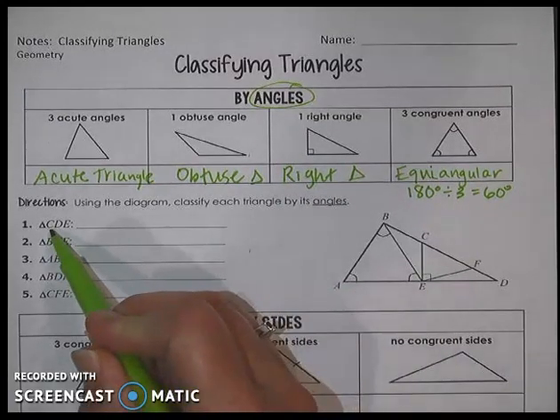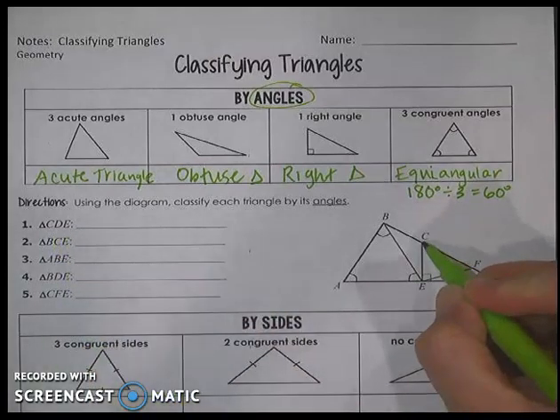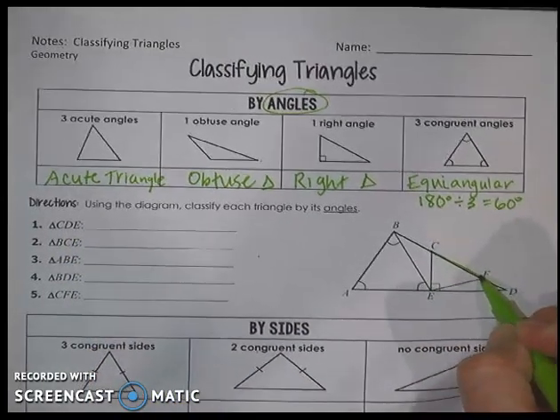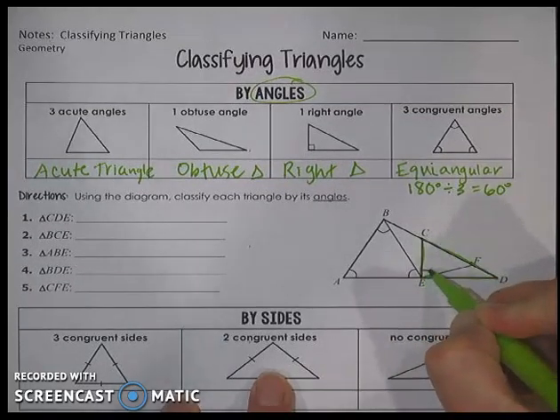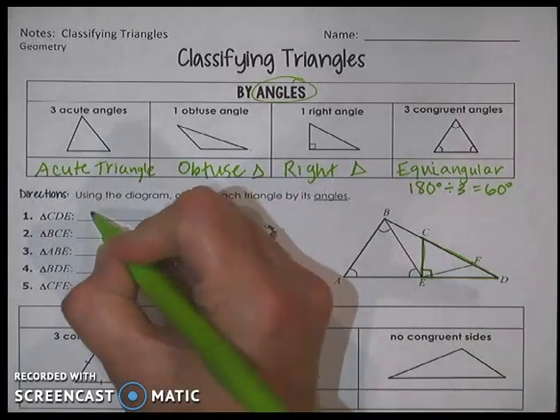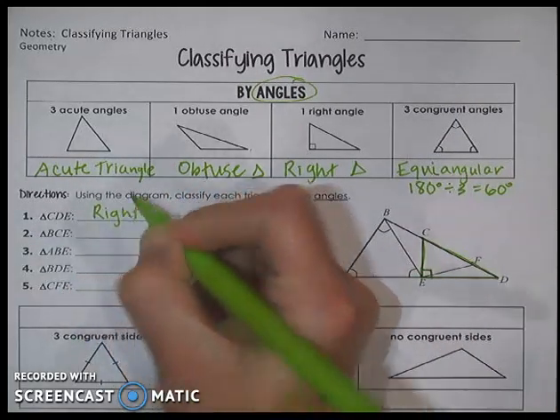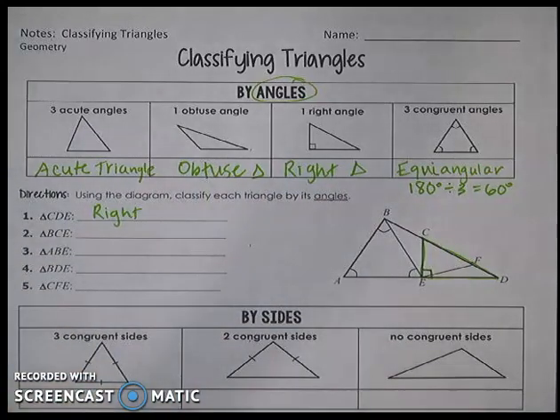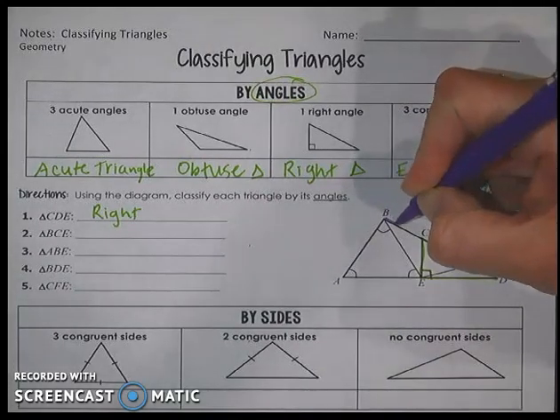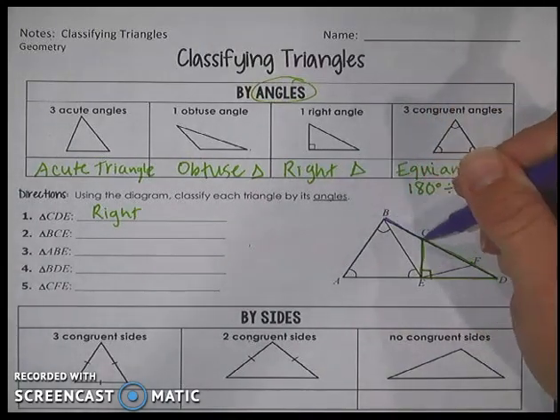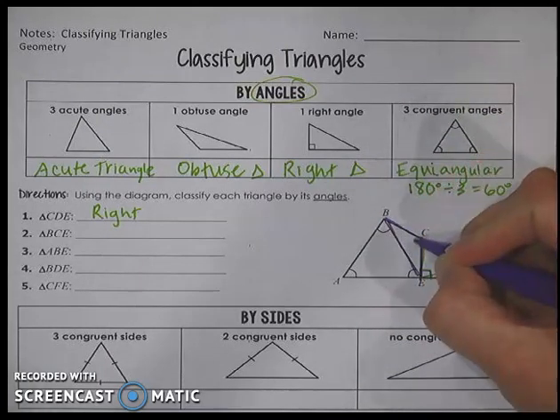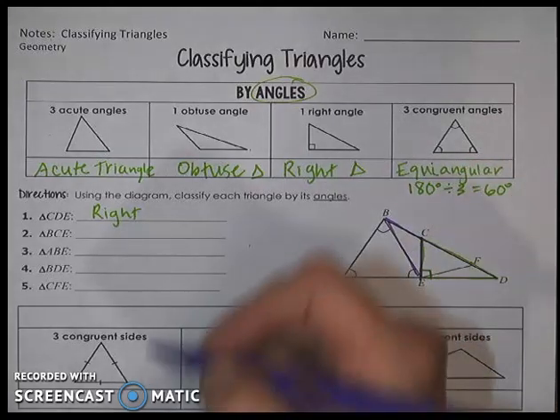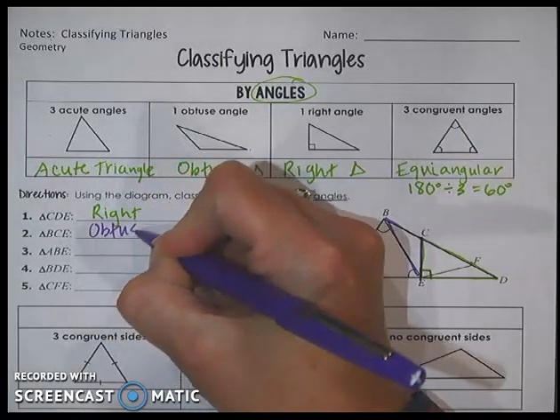The first one is triangle CDE. So here's C, D, E. You can see that this has a right angle right there, so we know that triangle CDE is a right triangle. Feel free to pause the video as we go. The next triangle is triangle BCE. BCE, you can tell that this angle right here is an obtuse angle, so we are going to call this an obtuse triangle.